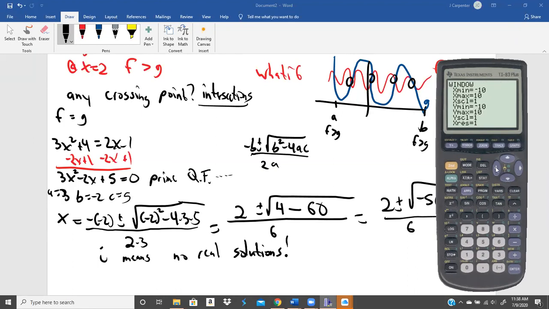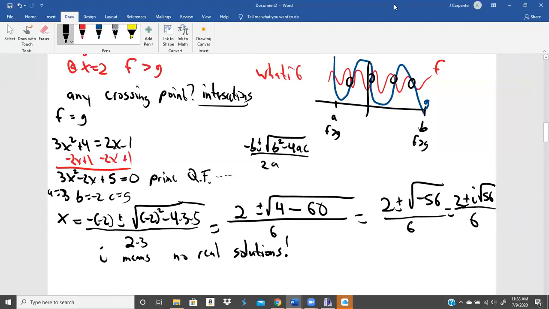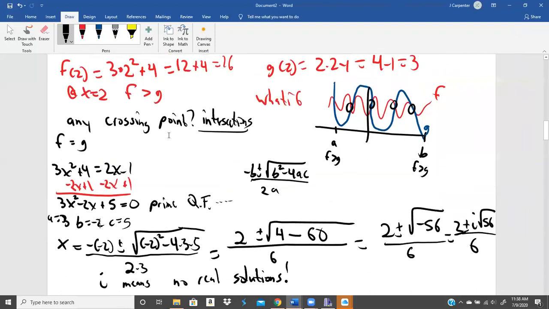If you don't believe me, let's zoom out. There's our parabola. There's our line. They're never going to cross. So the fact that f was higher on the left and right and they never cross tells us that we only have to do this as one single integral over one single interval.